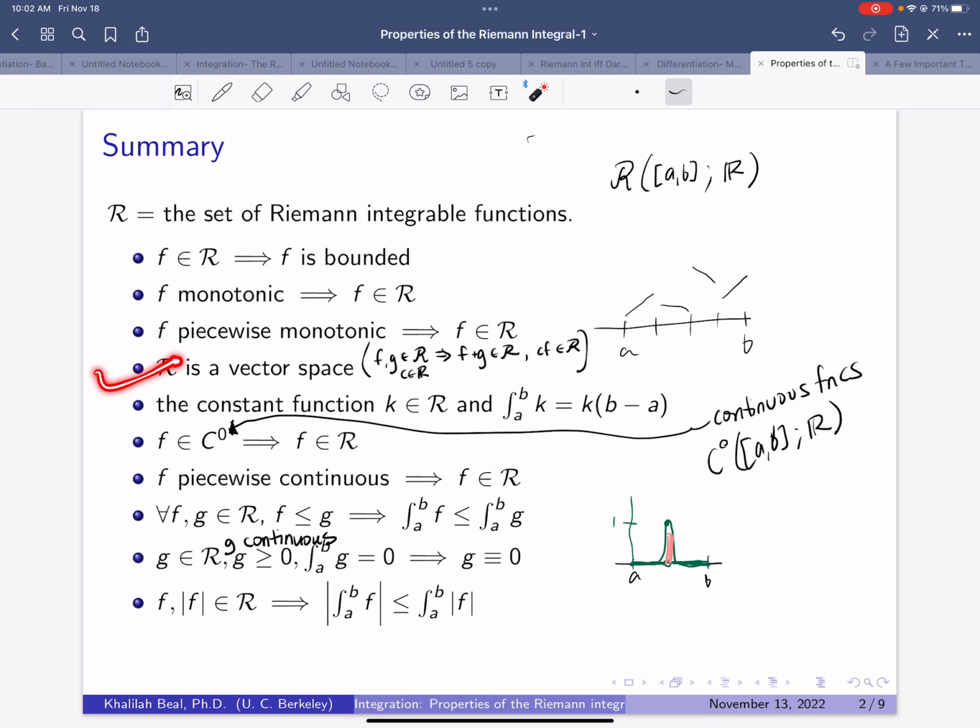Sums and products of Riemann integrable functions have to be Riemann integrable. Constant functions are Riemann integrable. Continuous functions are Riemann integrable. Piecewise continuous functions are Riemann integrable. If you have functions that are integrable, they satisfy this ordering property. If f is less than or equal to g, then the integral of f is going to be less than or equal to the integral of g, right? You have this triangle inequality: the absolute value of the integral will be less than or equal to the integral of the absolute value, okay?